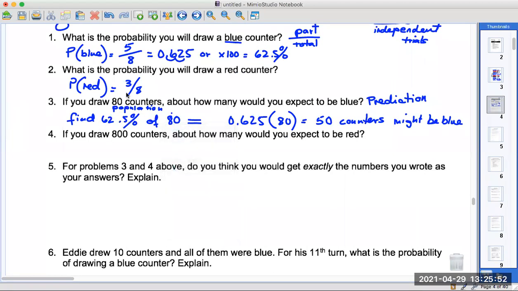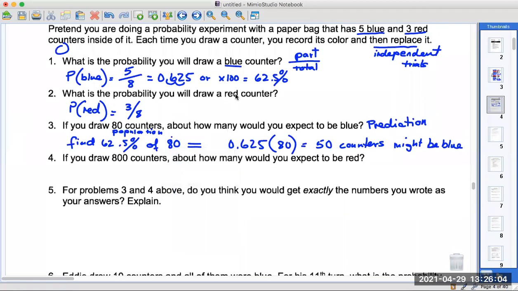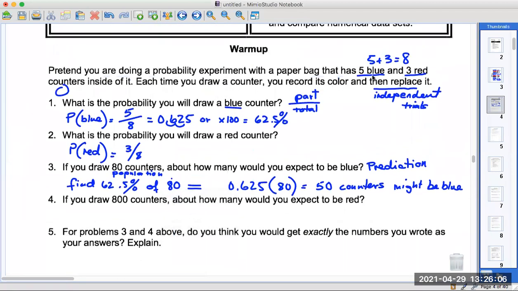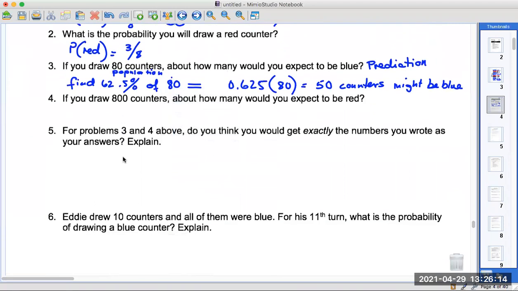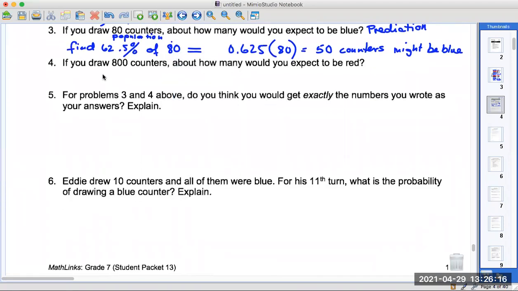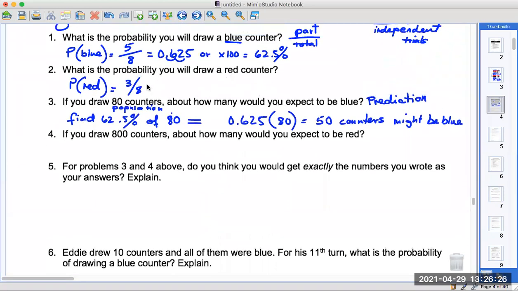So that's the prediction. This is the population. If you draw 800 counters, now that's even more. You're not going to do that. You're not going to sit there and draw all these counters out of that paper bag. You're going to use your small sample group that you had. You had 8 counters, and you use your experiment to predict. So then you would find 62.5% of 800, and it's the same. Oh no, we want red, so we have to find that.